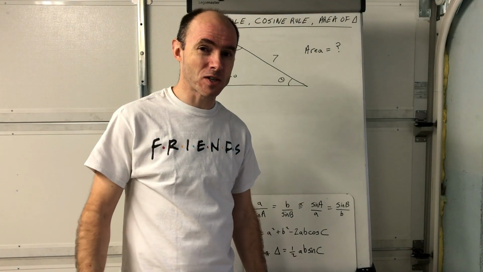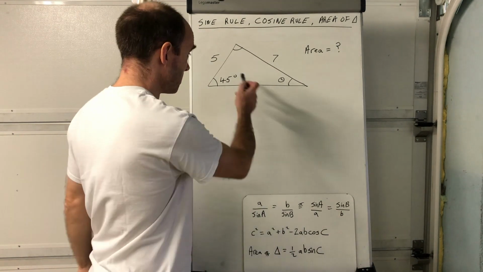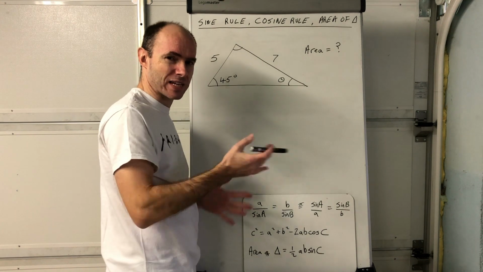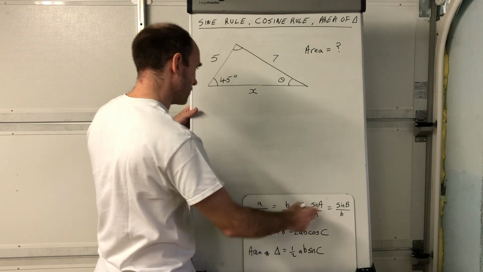Okay, same example, just a slightly different method. If you recall, I did say that one method was to use the cosine rule to work out this length here and then do it. Let's just see how that goes. I'm going to label that x and then use the cosine rule formula to do it.